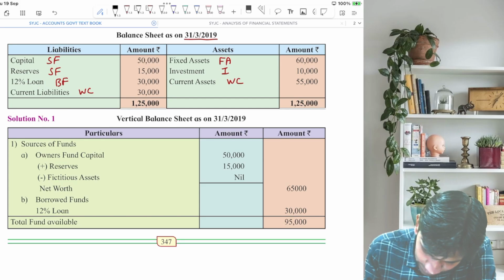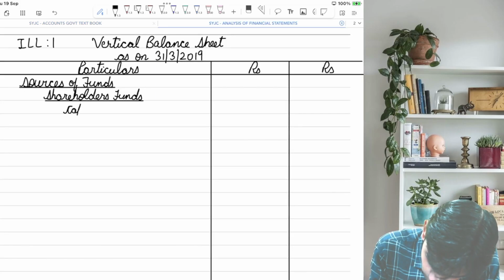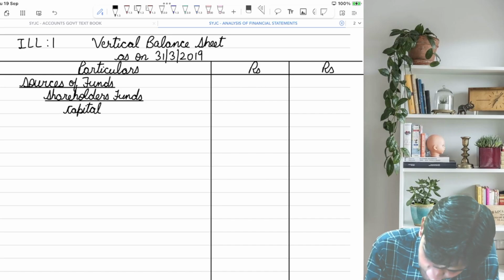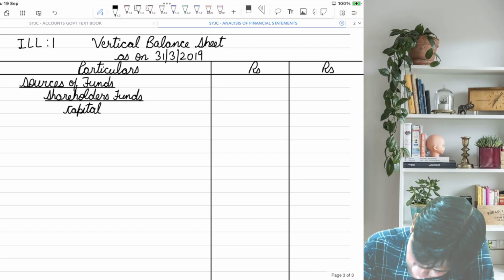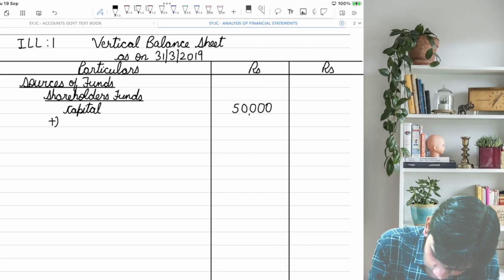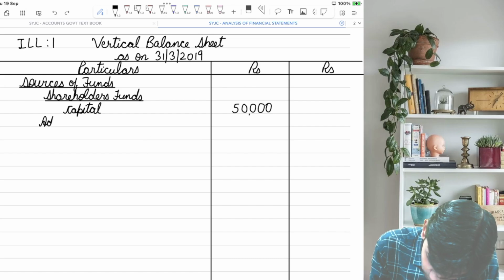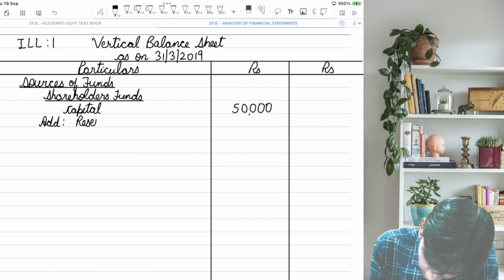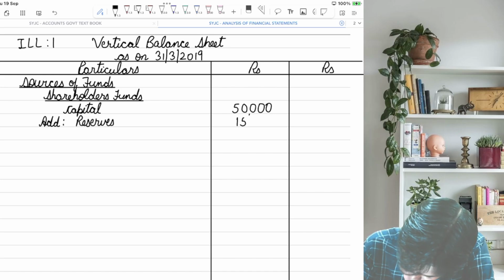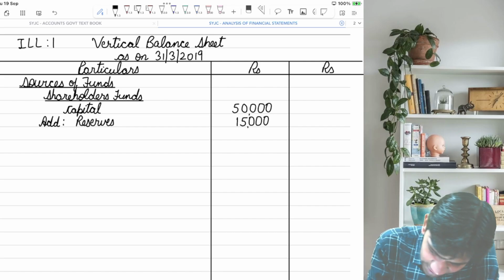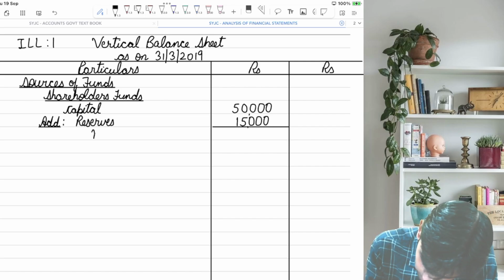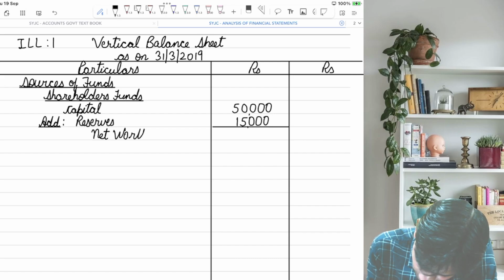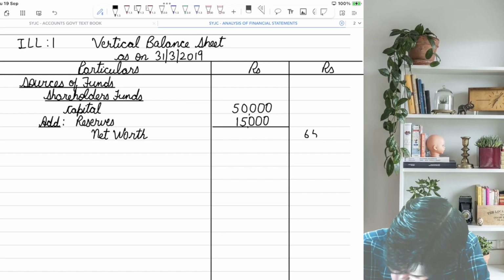We have capital. How much capital we have? 50,000. Reserves we have 15,000. Add reserves. Plus minus signs preferably not allowed. Right? Full word add less. No miscellaneous expenditure. So the grand total of this is nothing but net worth. Guys, remember, share capital, add reserves, less any miscellaneous expenditure, I get net worth of 65,000.